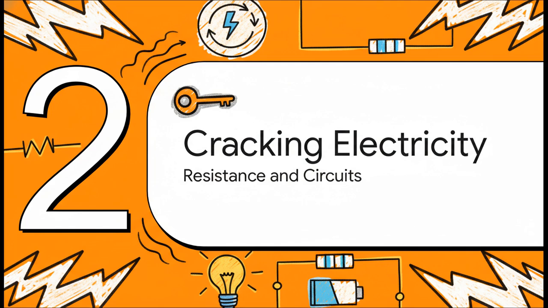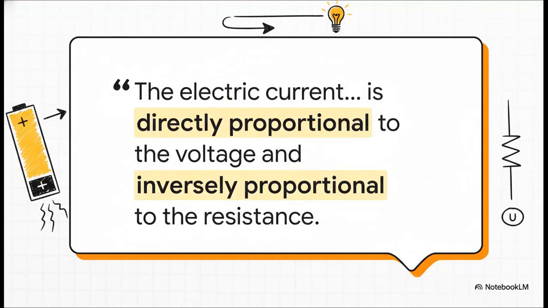Okay, let's switch gears completely. We're jumping from the world of sound waves to the flow of electrons. It's time to crack the code of electricity, and it all begins with one single law that governs pretty much every circuit. Ohm's law. You've probably seen V equals IR a million times, and for a very good reason. It's the simple, powerful heart of electronics.